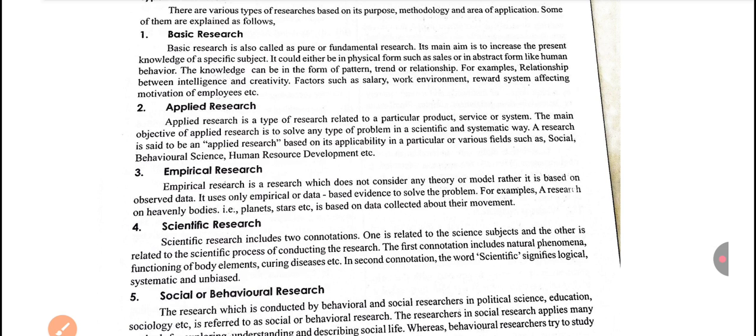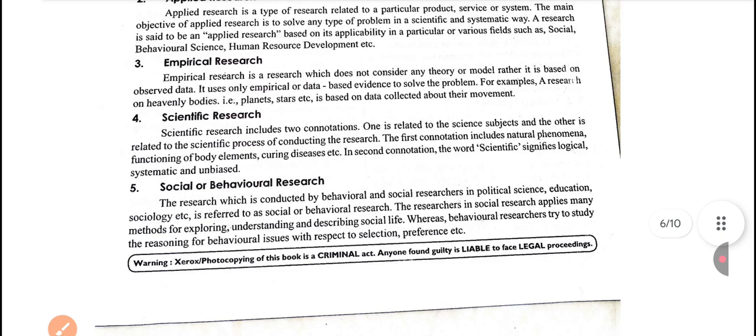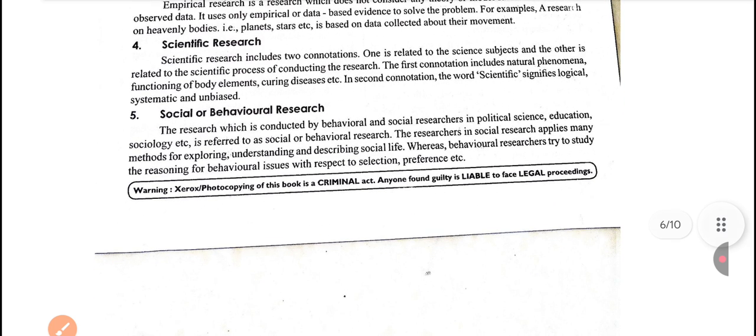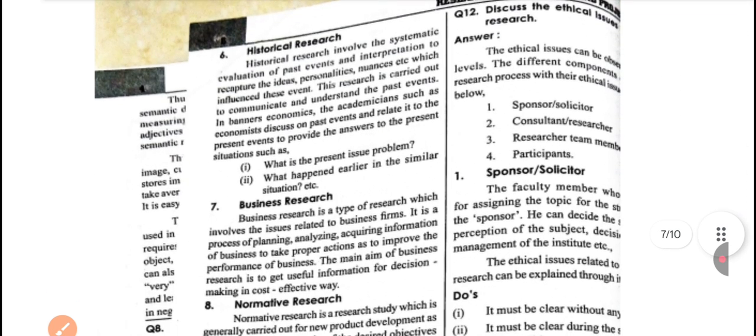If you are doing medical-related research, that is called scientific research. Next, social or behavioral research, for example, how many females and males there are in a state or city. This type is social or behavioral research. Okay, and next one, historical research.